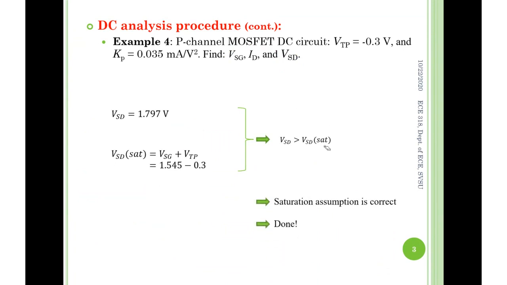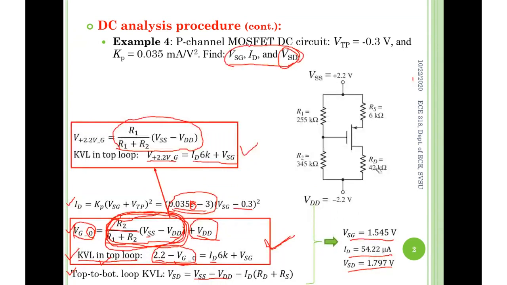So this is the solution. It's not something difficult. The rest of the thing is not difficult. And then we go back here and emphasize the 3 things you need to be careful about. First, you need to realize this is a P channel. Second, you realize where the VSG loop is so that you can write a KVL for it.